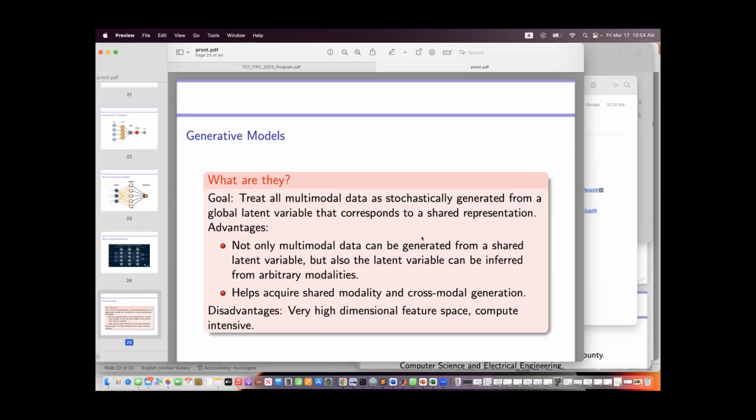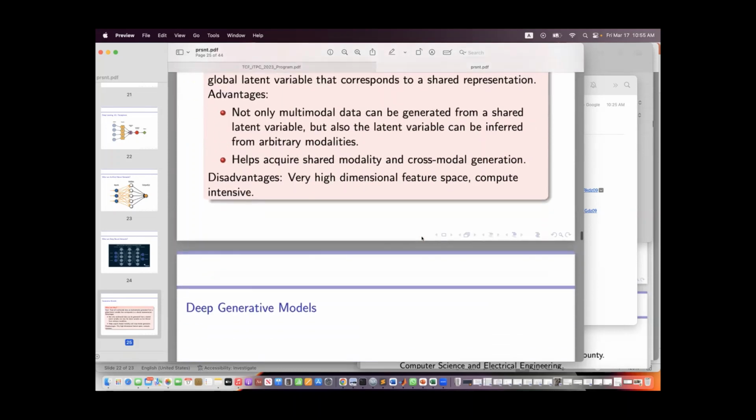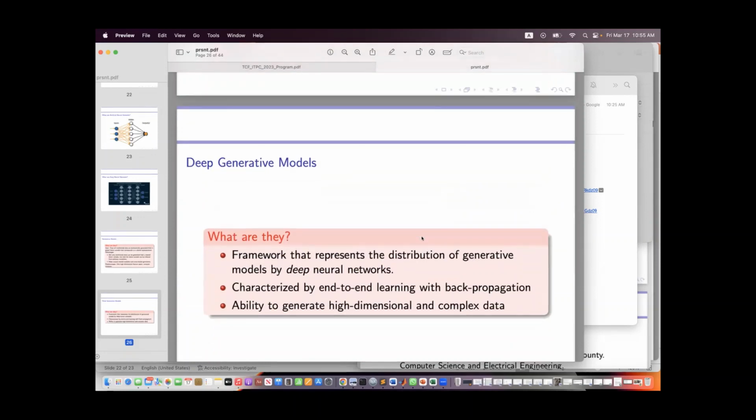The advantage of this form of generative learning is that not only can the multimodal data be generated from a shared latent variable, so you get an intuition of what he would have done, it also allows you to share this modality across domains, so you can go for cross-modal generation of your data. The disadvantage is that it's a very, very slow process. It's very compute intensive, and you have to rely on really heavy-duty computing to get them to work for you.